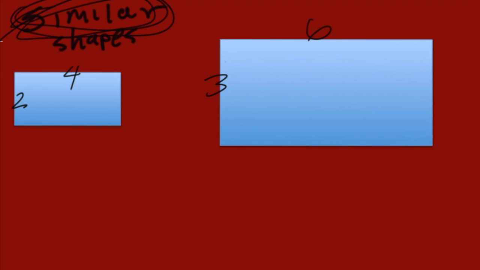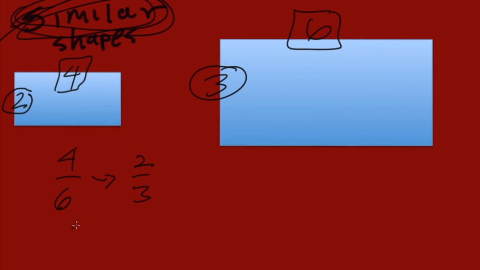Making ratios with corresponding side lengths, we can see that there is a relationship. Let's see, 4 corresponds with 6. 4 over 6 reduces to 2/3. I'll take the next two sides, 2 over 3, and I also get 2/3. Now you can see that the ratios are the same, meaning that these two figures have to be similar.